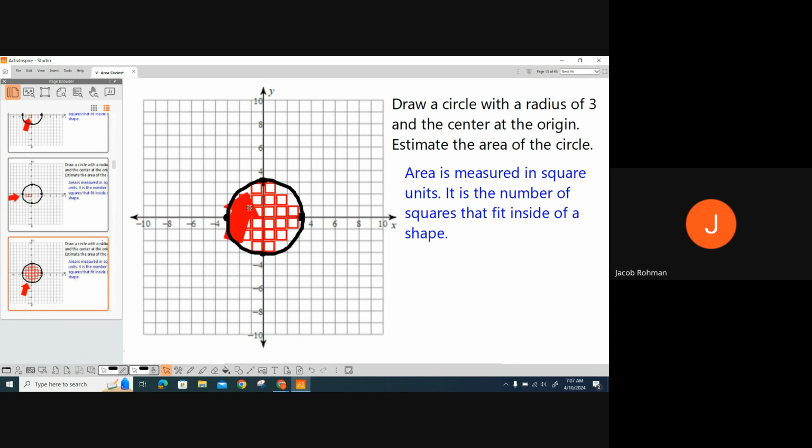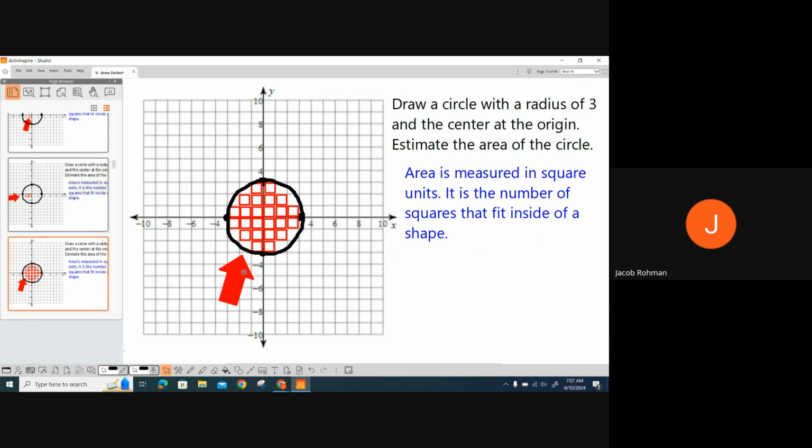And if I count these squares right now, I'm going to see that there's 12 on the bottom half of the circle, and there's 12 on the top half of the circle. But these are almost exact whole squares, right? So remember, we're estimating the area. So if there's 12 on the bottom and 12 on the top, that's a total of 24.